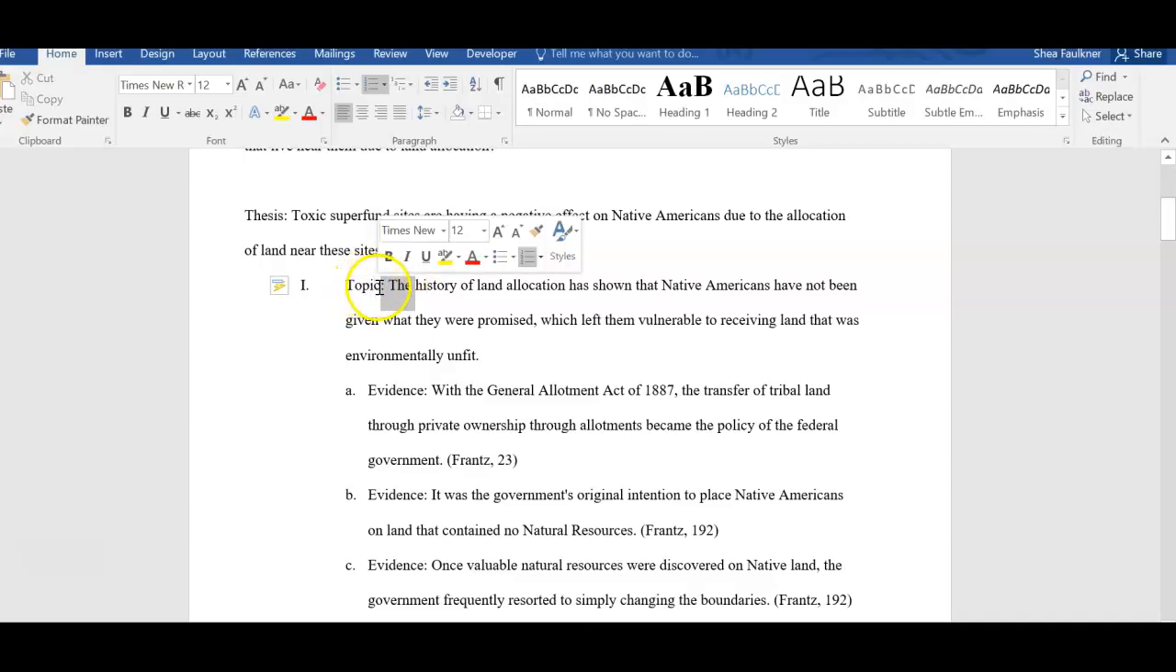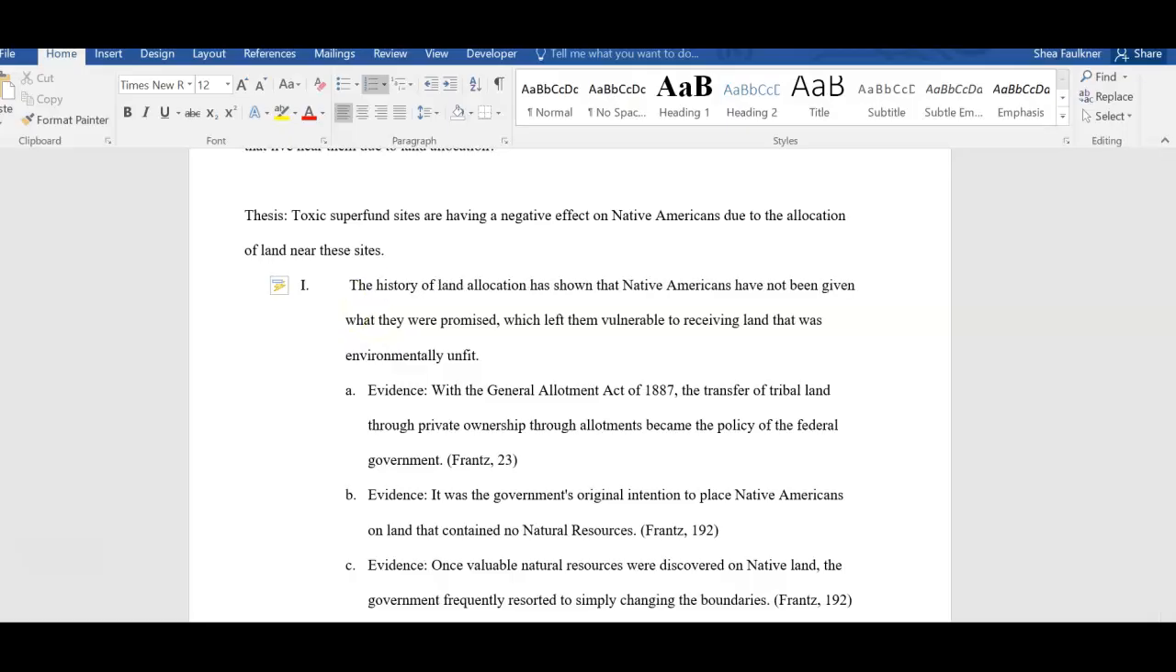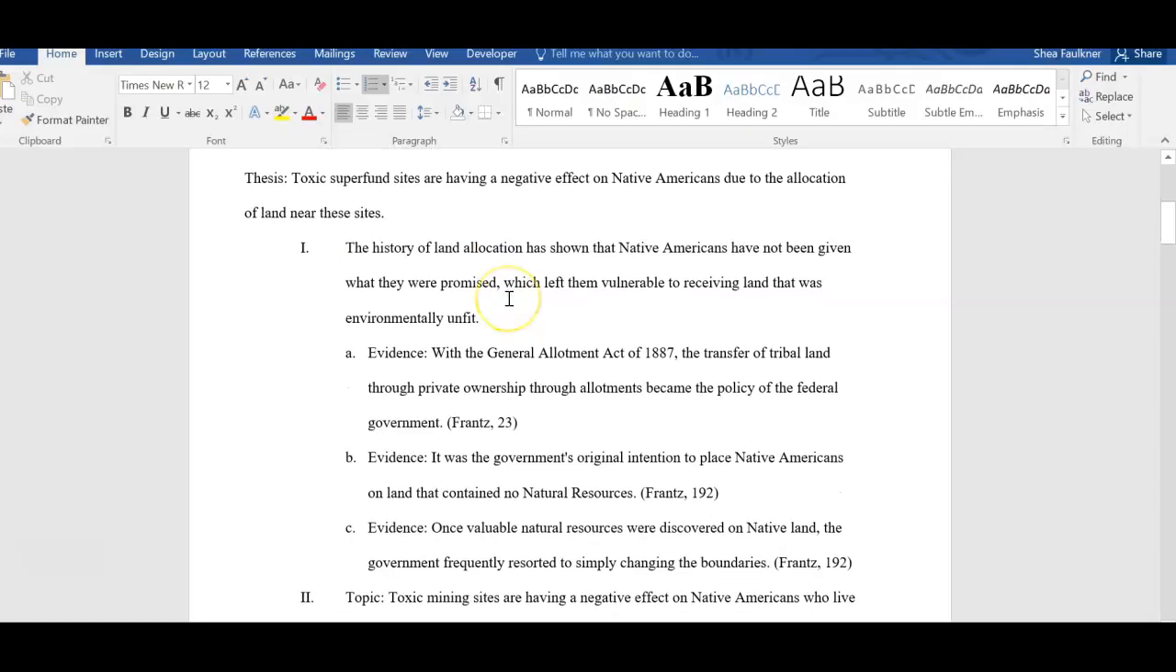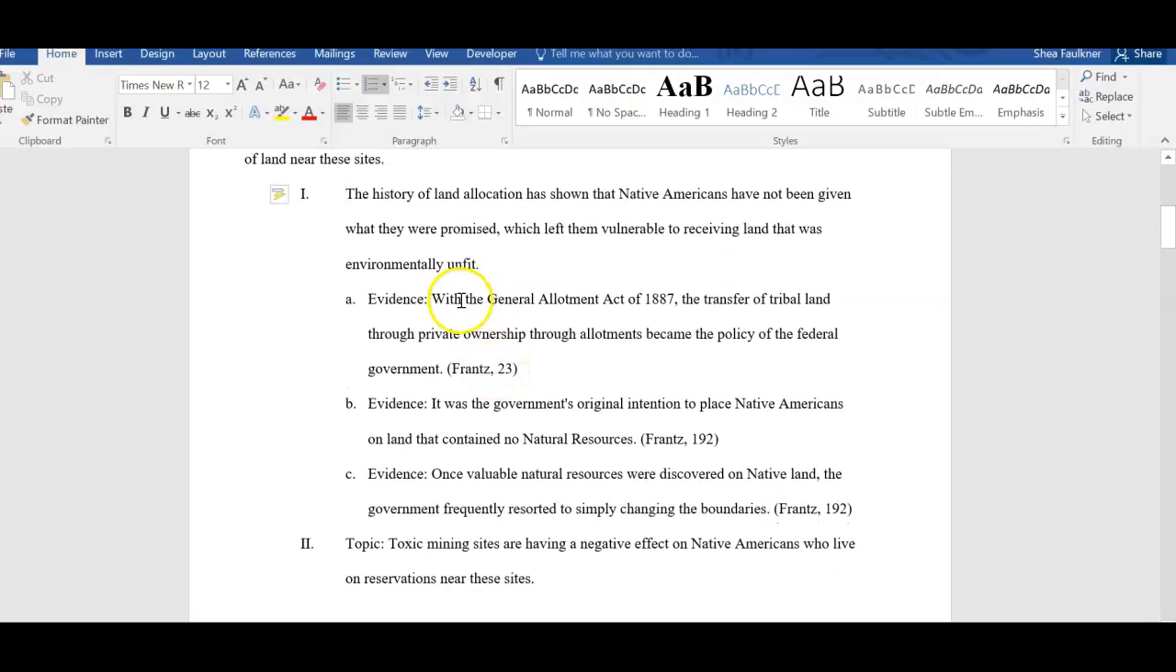The Roman numeral 1 is going to be your first body paragraph, and that's going to be about your narration, so giving background. So he tells us the history of land allocation has shown that Native Americans have not been given what they were promised, which left them vulnerable to receiving land that was environmentally unfit. He's giving us our background information here.